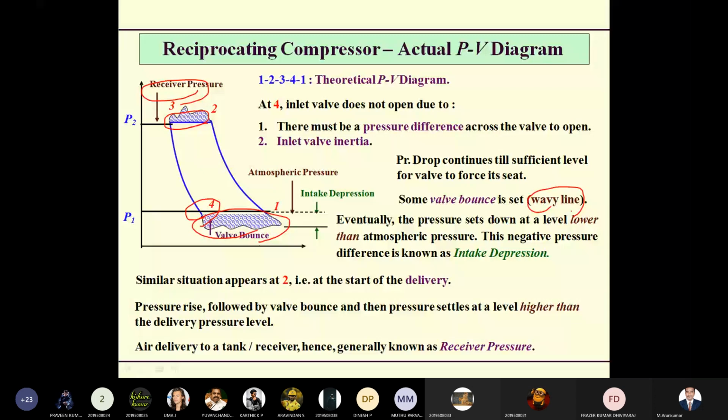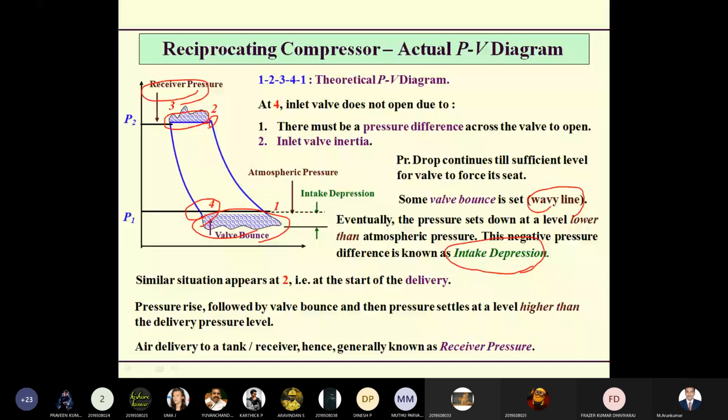So this negative pressure difference is known as intake depression. Because of this intake depression, we have this valve bounce. Similar situations appear at point 2 also. Actually, the exit valve will open, right?